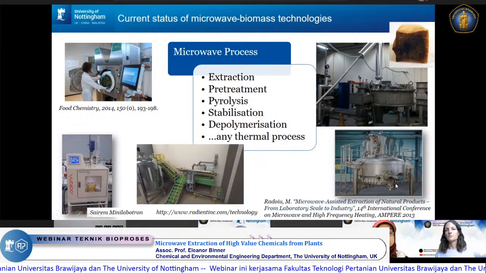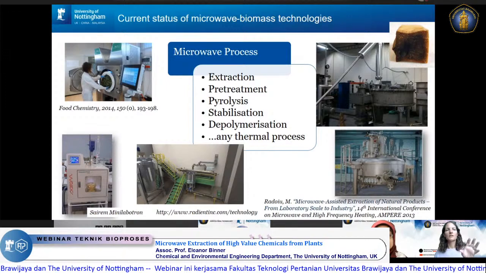So this is only suitable for toxic solvents. And this is a process that we have developed at Nottingham, or we have helped to develop. It's actually in Norway, and it's a pyrolysis rig. The reason I put it in there is it shows that if you have very clever reactor design, you can pyrolyze wood like this without adding any other microwave additions. But that's not the subject of today's talk.